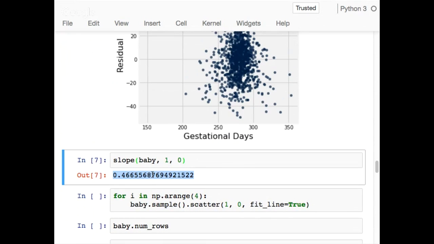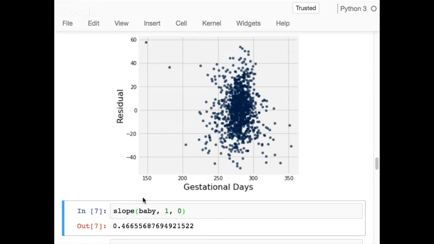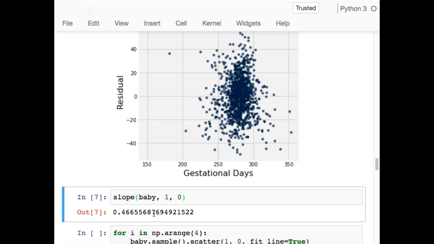So thinking about the units of what we're working with, this slope means that on average, if, let's say, the baby is in the womb for 10 extra days, we expect the baby to weigh about 4.6 more ounces. So every 10 days, another 4.6 ounces. Every 100 days, another 46 ounces or so. So this is our slope, and that's our interpretation of our slope.